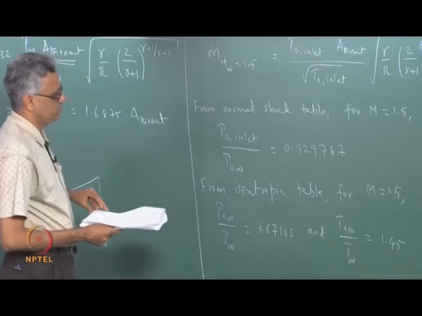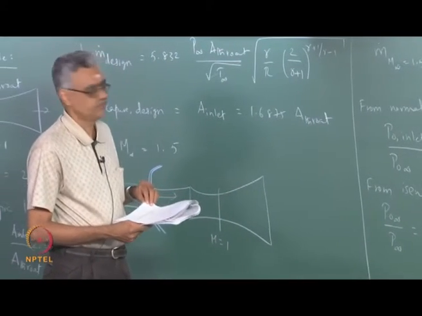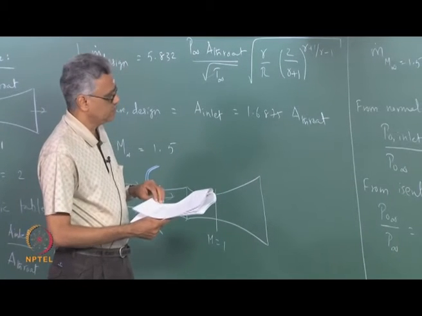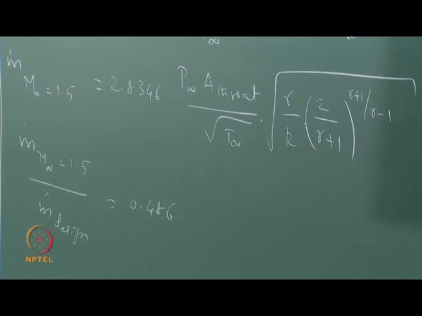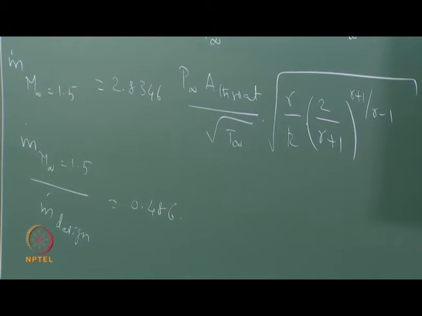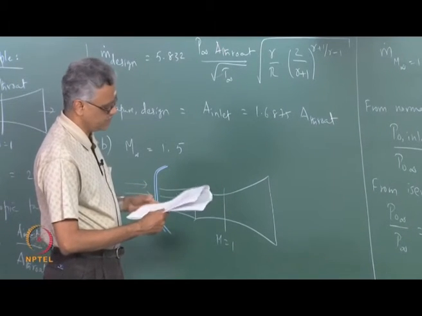So, the mass flow rate has reduced by nearly 50%, and static conditions have remained the same. Okay. Now, let us try to calculate the capture area for the intake in this case.